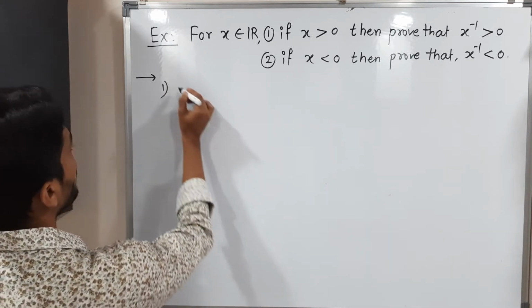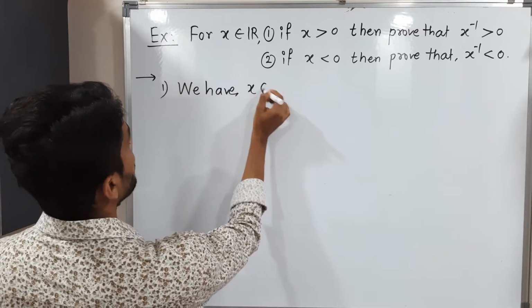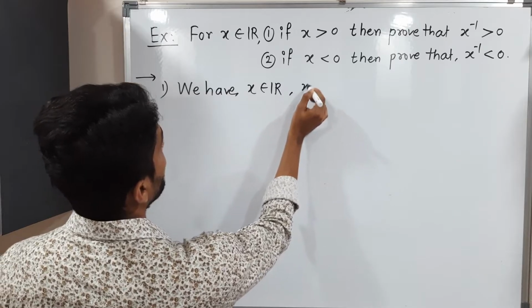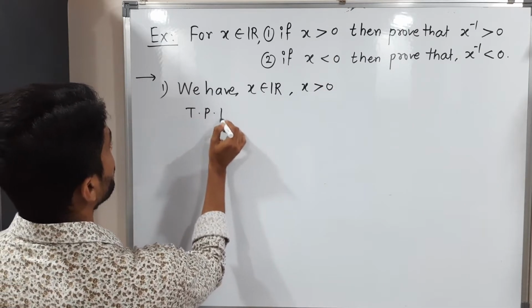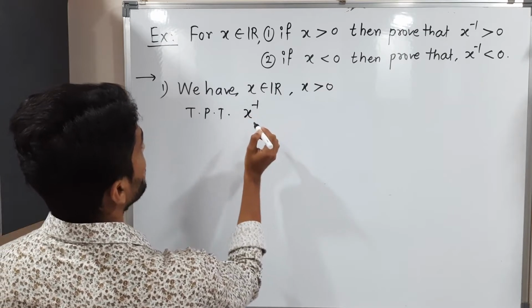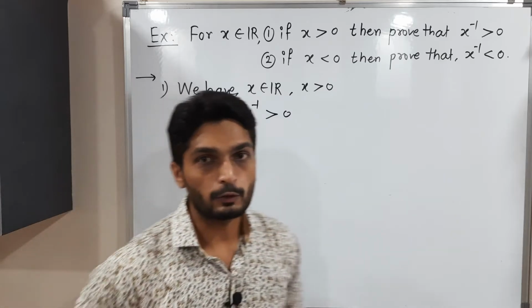So in the first part, we have x is a real number, right? And x is greater than 0. And what do we have to prove? We have to prove that its multiplicative inverse is also greater than 0. This thing we have to prove.